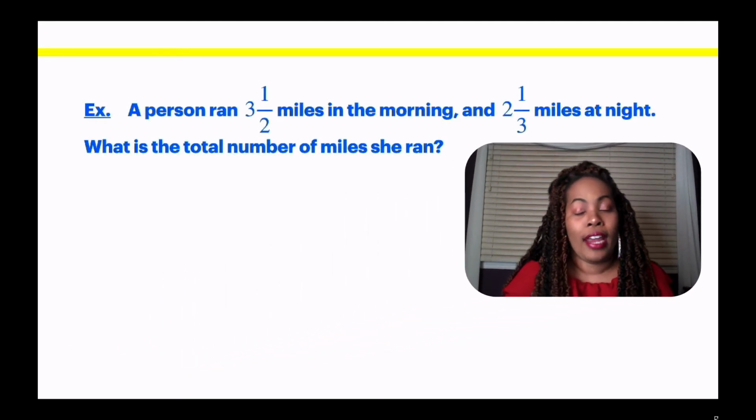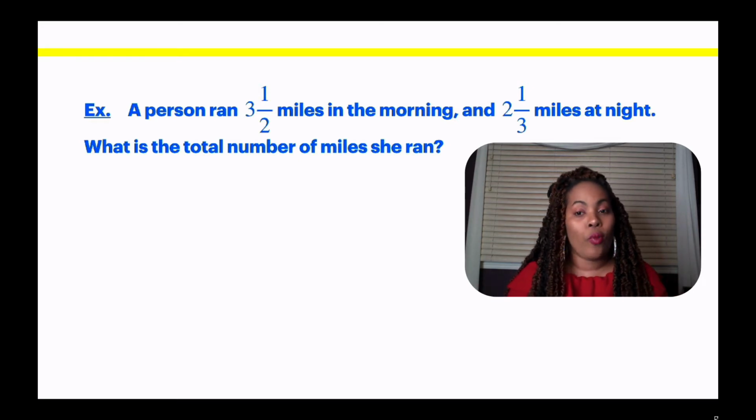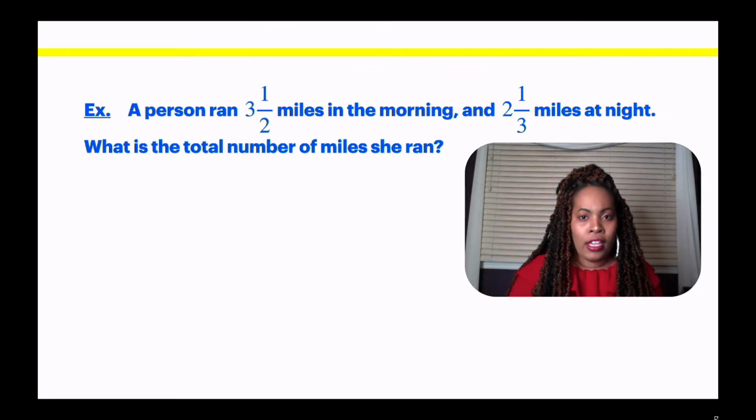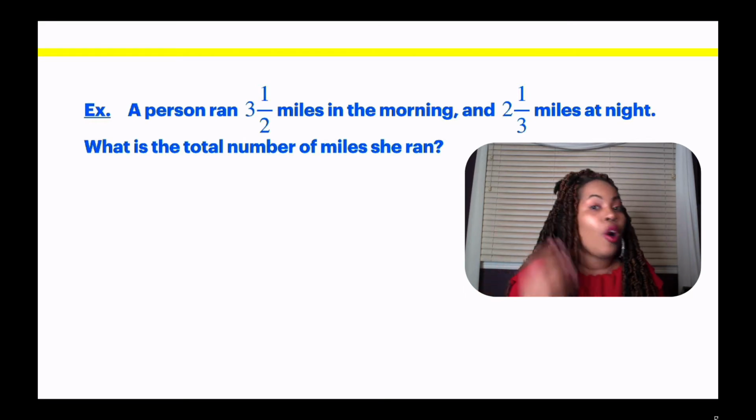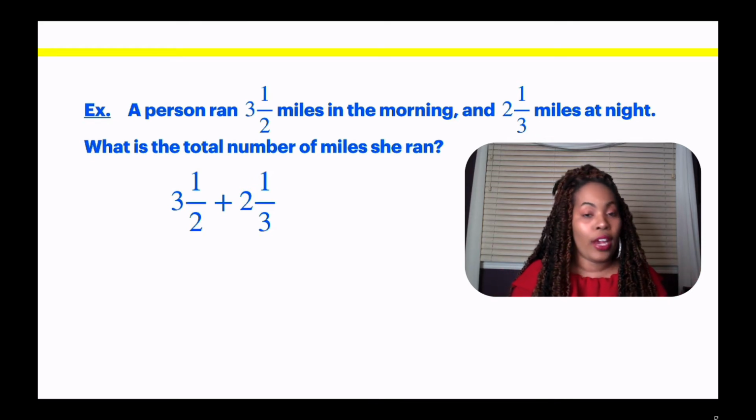Let's try it. In our first example, a person ran 3.5 miles in the morning and 2 1/3 miles at night. The question asks, what is the total number of miles she ran? If you look for keywords within the question, you see that the word total pops out. Remember I said there are 2 types, total and the result of an increase. In this question, we know it's an addition question because they're asking us to find a total, in this case the sum of the miles this person ran. So let's set up our addition problem. As you can see, we have 3.5 plus 2 1/3.